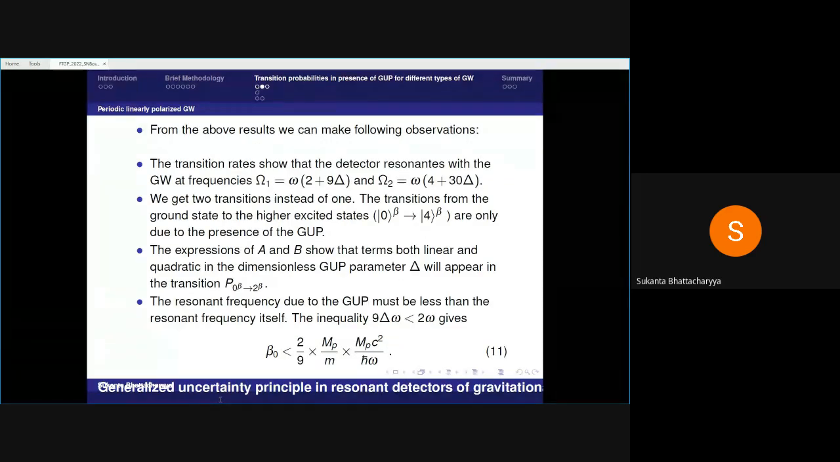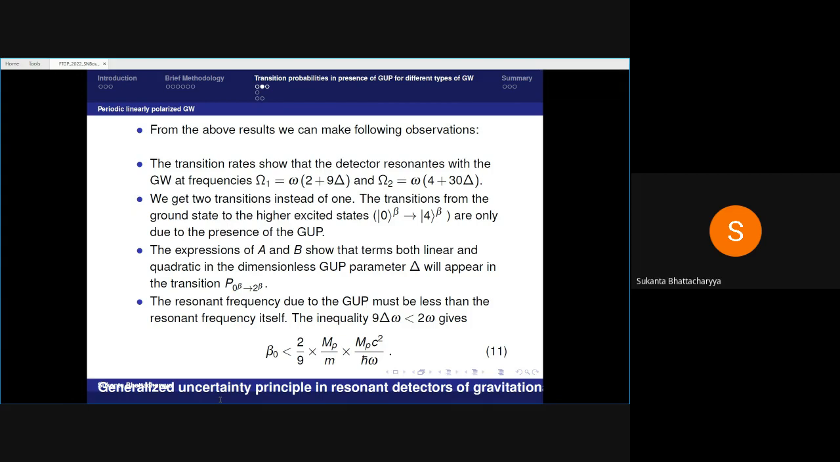From the results in the previous slide, we can make the following observations. The transition rates show that the detector resonates with the GW at the frequency capital omega 1, which is equal to omega multiplied by 2 plus 9 delta, and capital omega 2 equals omega 4 plus 30 delta, respectively, due to the presence of the Dirac delta functions, which make the transition rates non-zero around those frequencies. Notice that the resonant frequencies for the transition from the ground state to the excited state get modified by the GUP parameter.